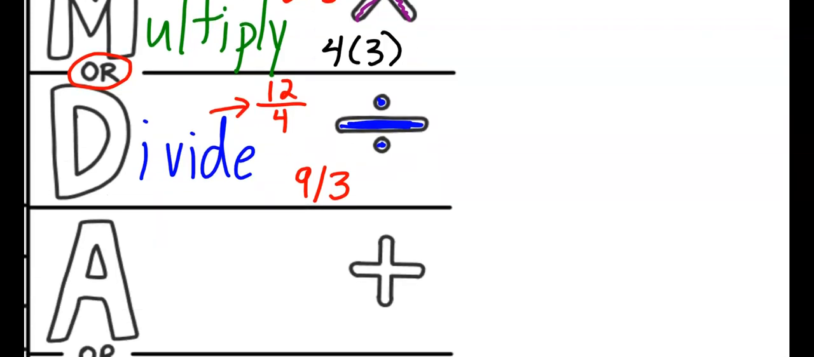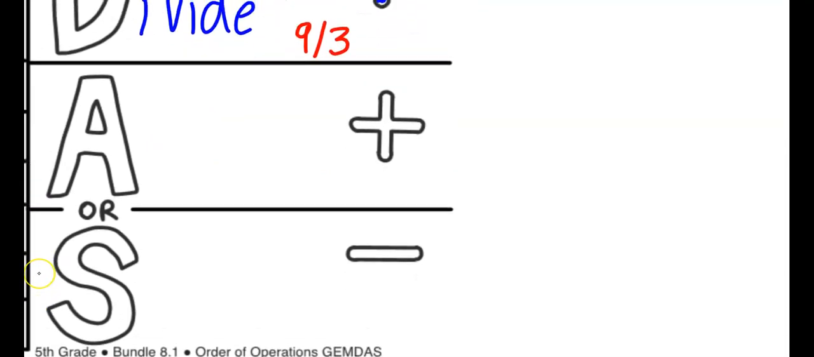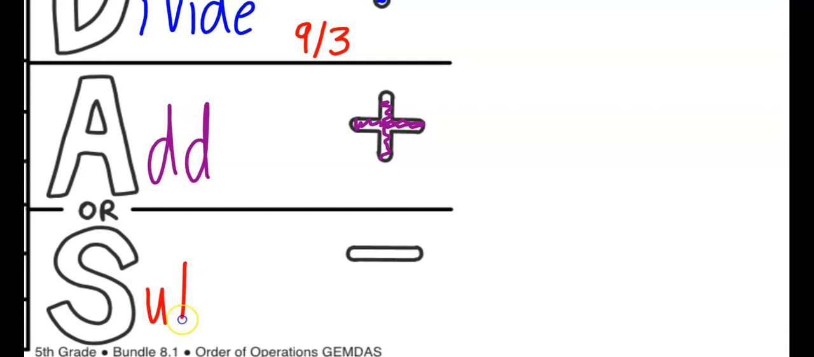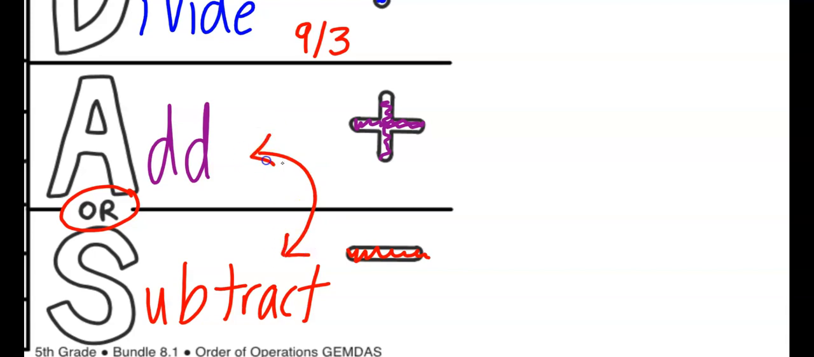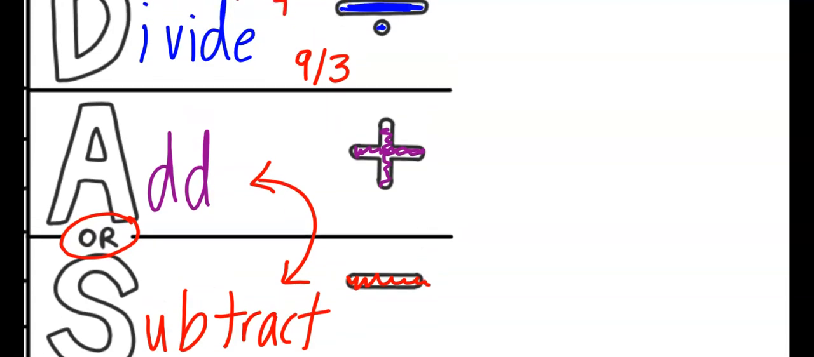All right, lastly, we have addition or subtraction. So we have addition, or add, and that obviously is our addition sign. And we have words to go with that we'll talk about later. And then our last step is going to be to subtract. And again, we have the or here, so whichever comes first in an expression is what we're going to do. I know you guys have practiced these before, so we're just reviewing the order that we follow when evaluating expressions.